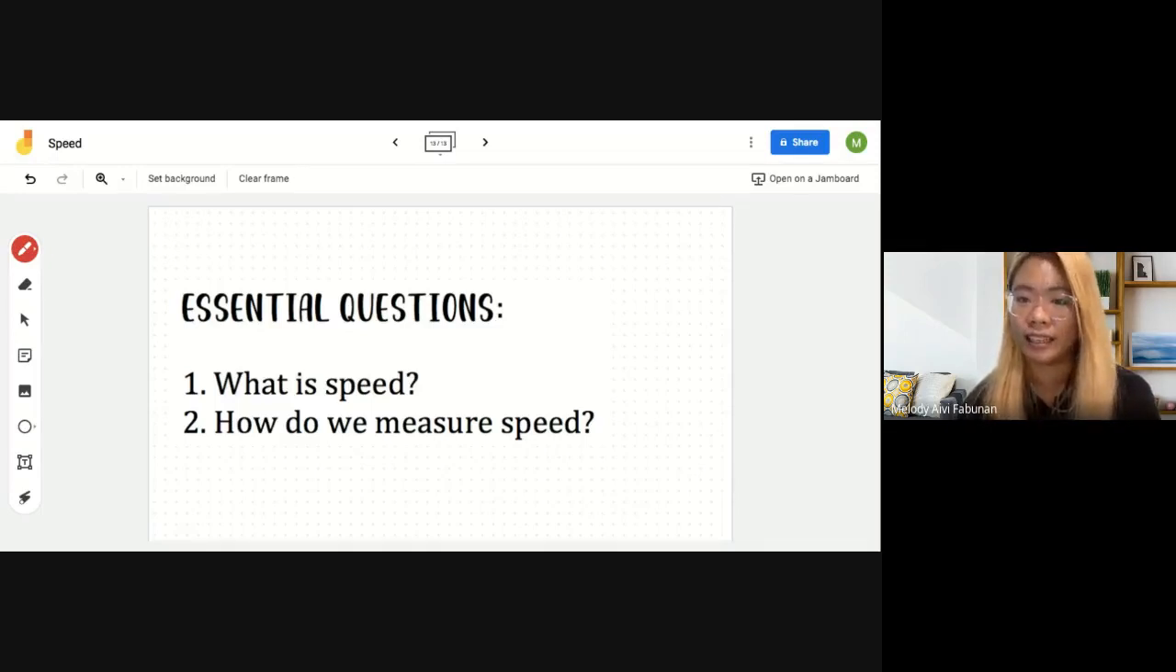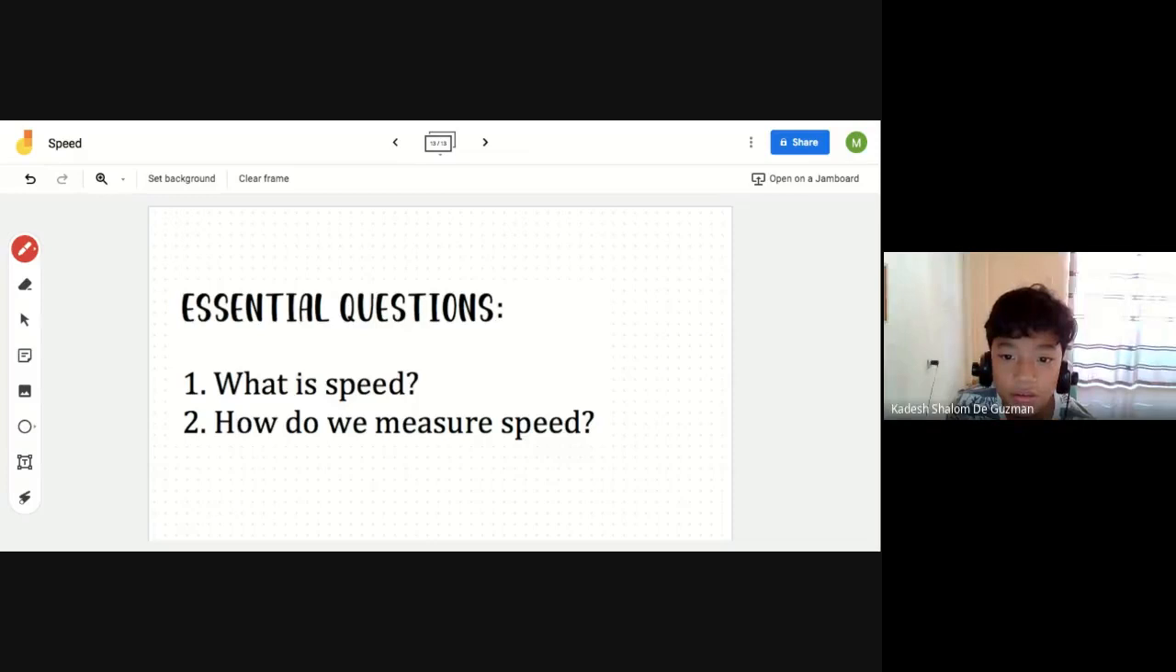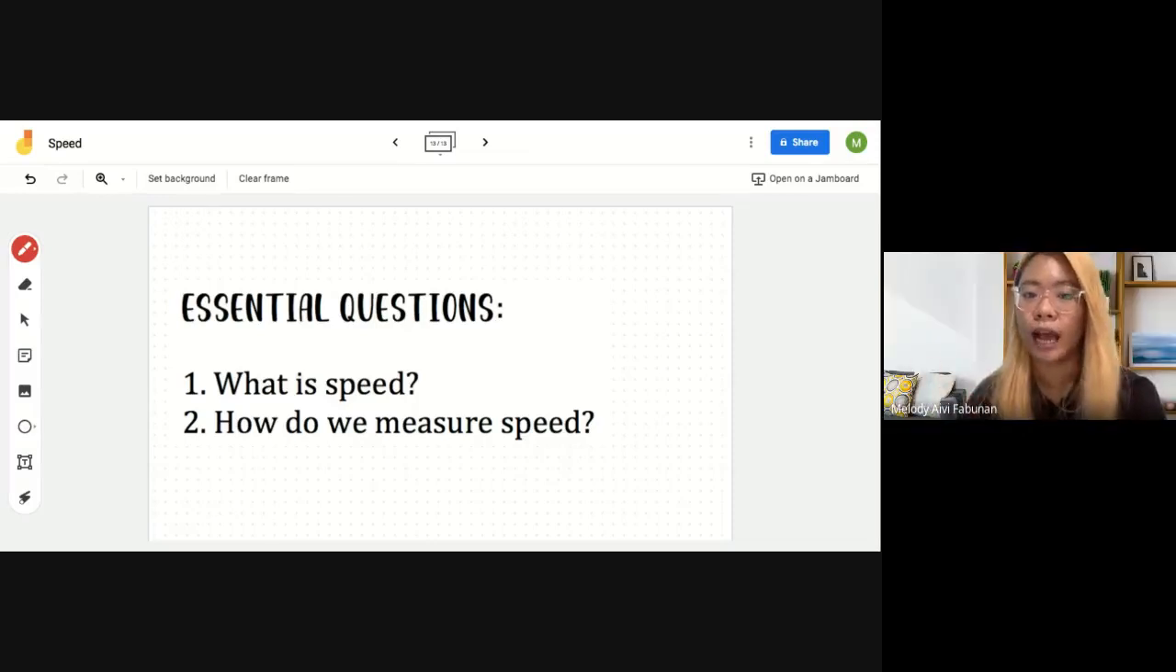So if you will remember, si Edmond, di ba, napakabagal niya. Kasi it took him a lot of time to reach yung destination niya. So hindi lang tayo nagbabase sa kilometers or sa miles. We are talking about per second. So merong always value ng time. Okay? How soon did you arrive doon sa final destination mo? And how much distance you covered. Okay? Kadesh, anything else to add? You raised your hand.